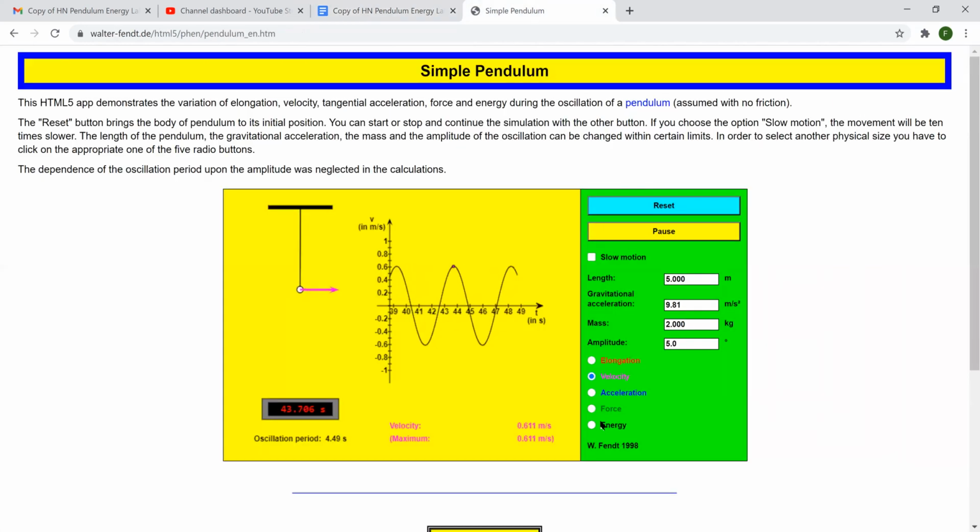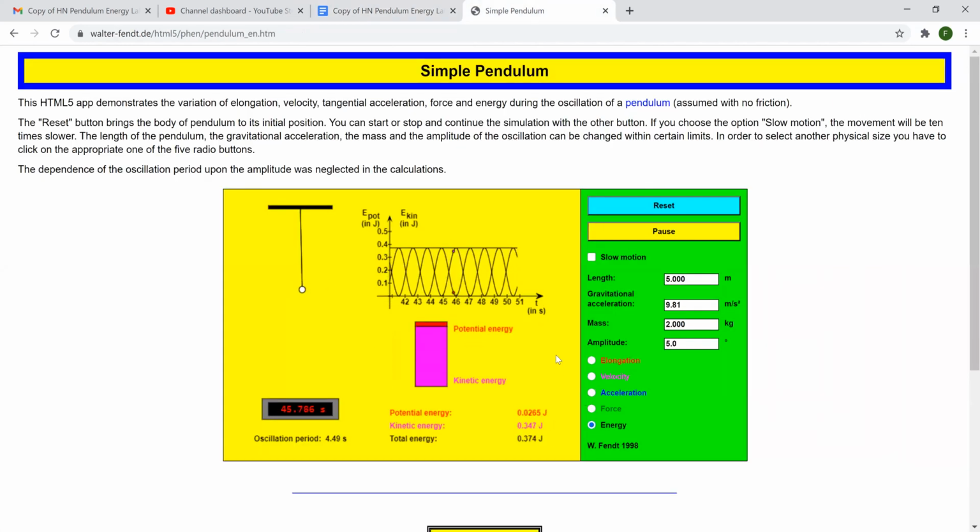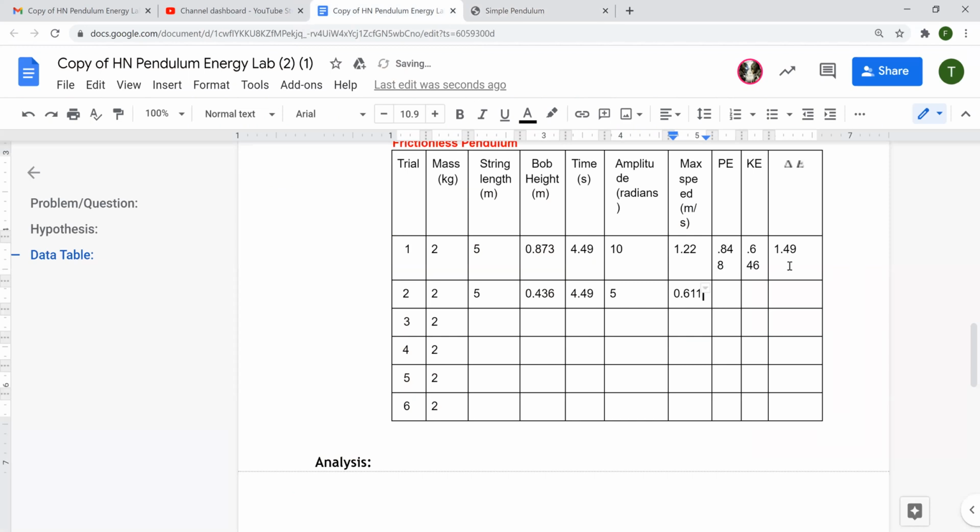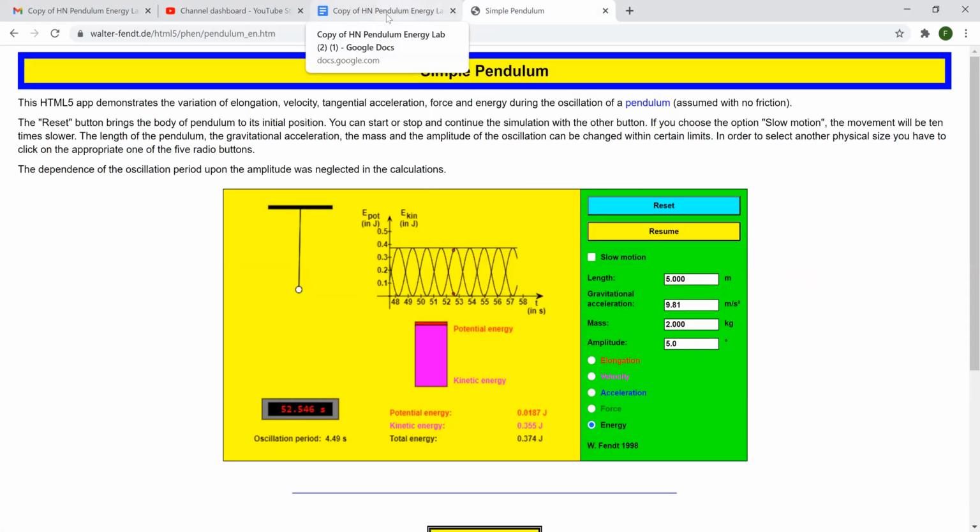Potential energy. So we have to pause it at some point. Now it says on the way down. I don't really know what that means. So when it gets to the end, it's on the way down like that. So these two numbers have to add up to the 0.374. And you'll see that that's not changing. So we got 0.0187.